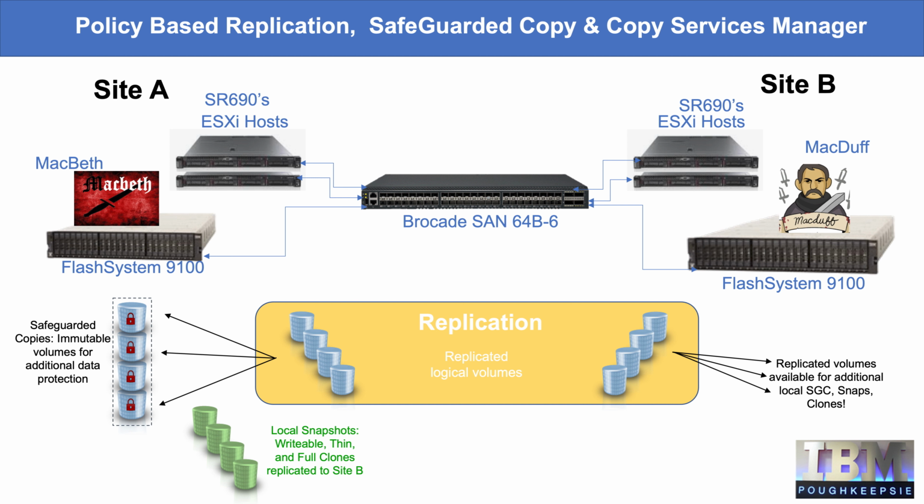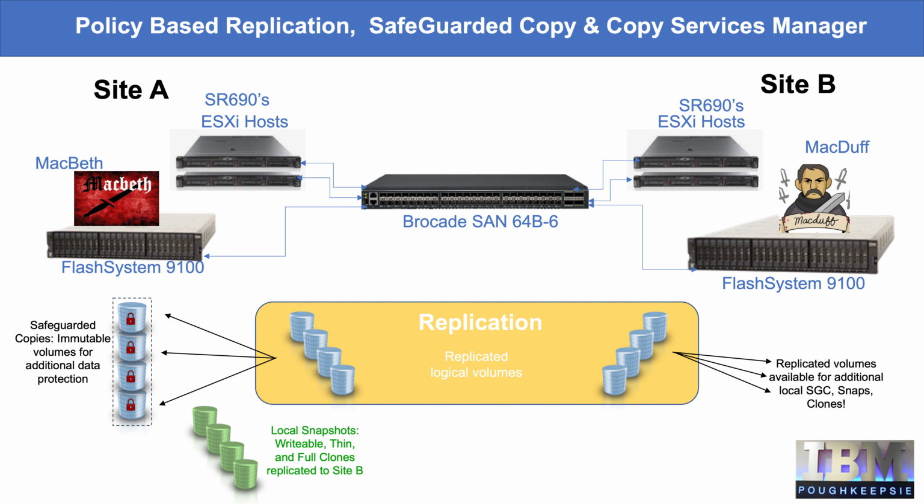That's right, on site A is Macbeth, FlashSystem 9100, and I'll be doing the safeguarded copies. They're immutable, as well as local snapshots, both writable, thin, and full clones, and I'll show how we can replicate them to site B. And by the way, on site B, you can do the same. All of these are connected over Fiber Channel using my Brocade SAN64B6 switch. And I have SR690s that are running ESX in my lab.